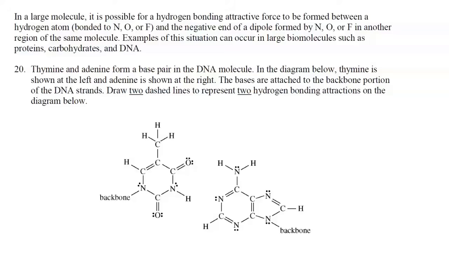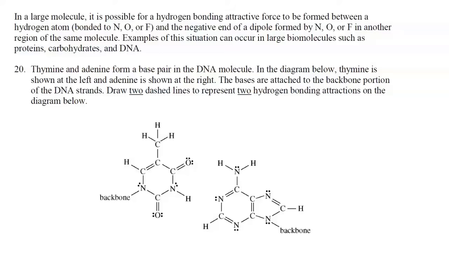Question 20. Thymine and adenine form a base pair in the DNA molecule. In the diagram below, thymine is shown at the left and adenine is shown at the right. The bases are attached to the backbone portion of the DNA strands. Draw two dashed lines to represent two hydrogen bonding attractions on the diagram below.